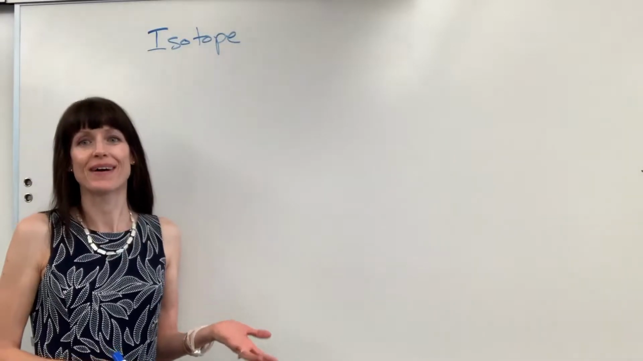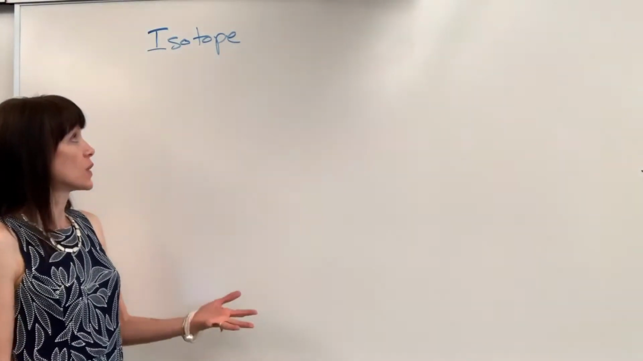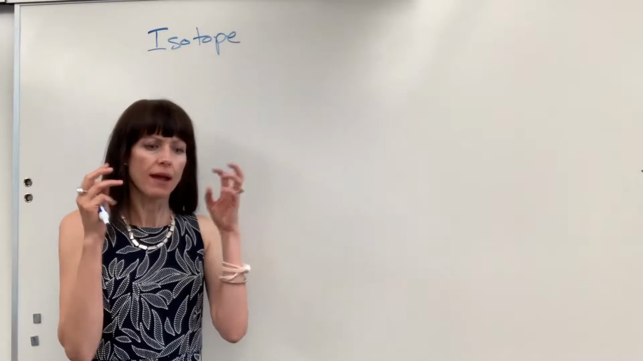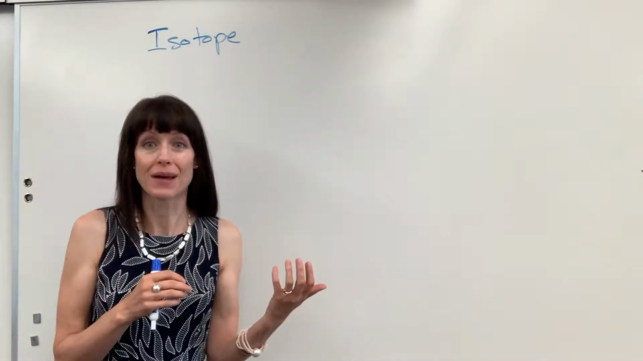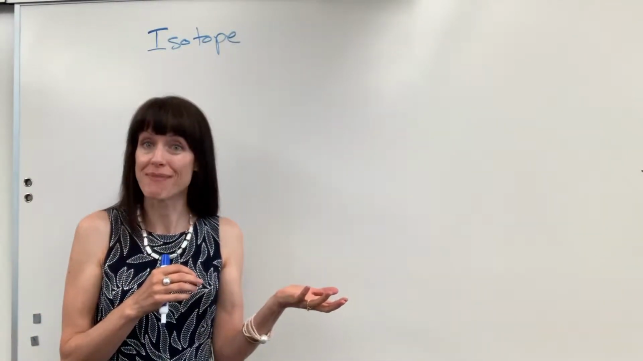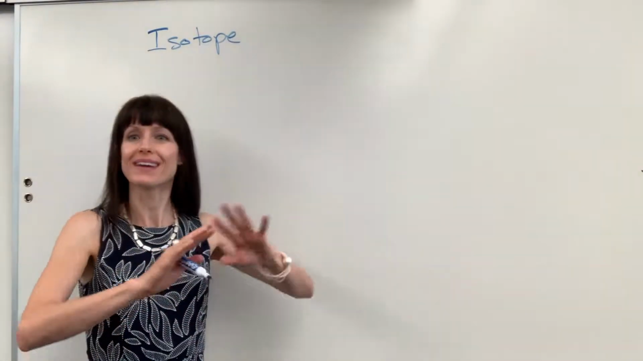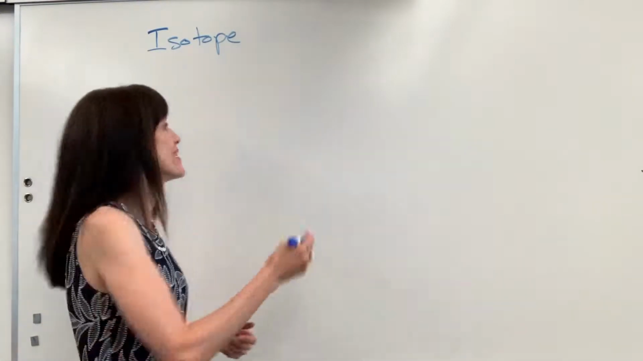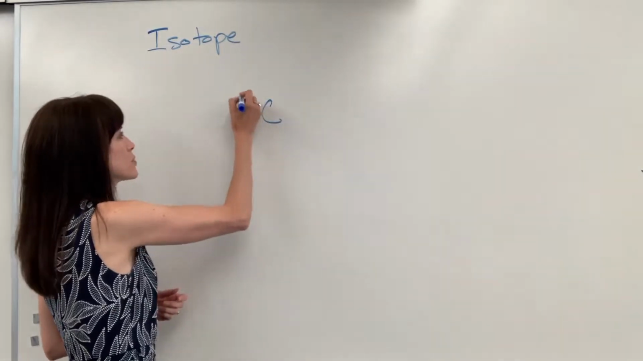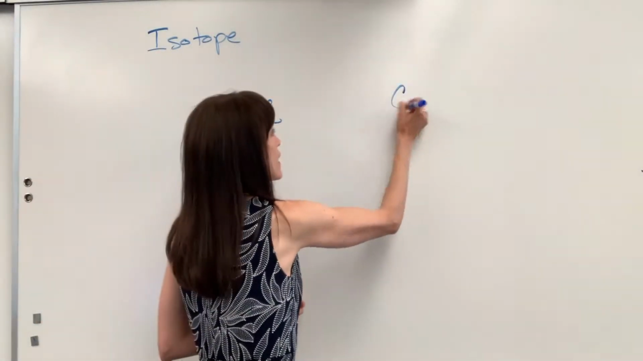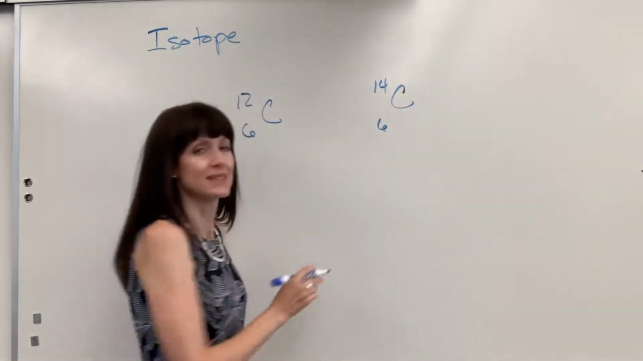Now we're going to talk about isotopes. An isotope is an element that has a different number of neutrons. It has a different mass number. Let me give you, again, the best way to learn it, an example. We're going to take carbon 12 and carbon 14.